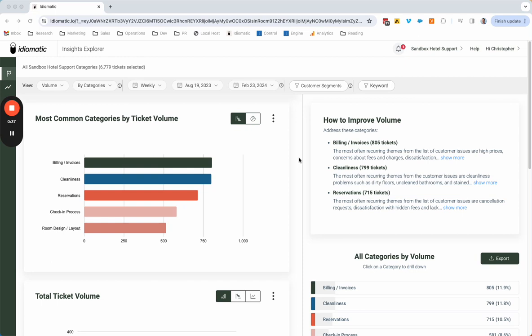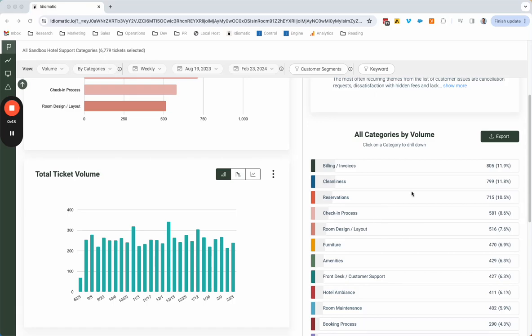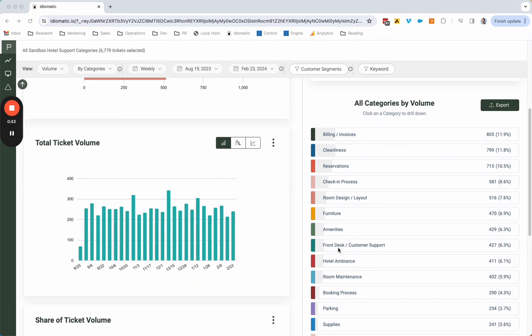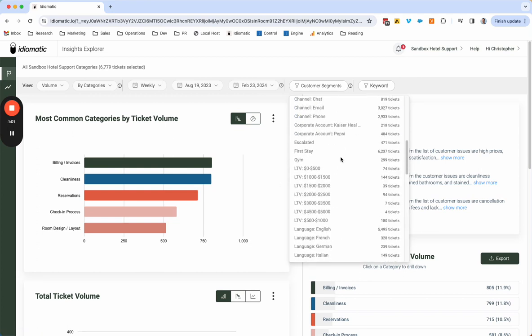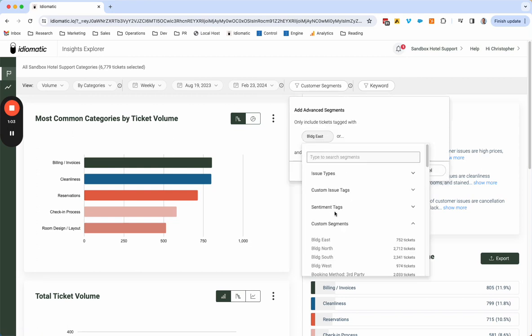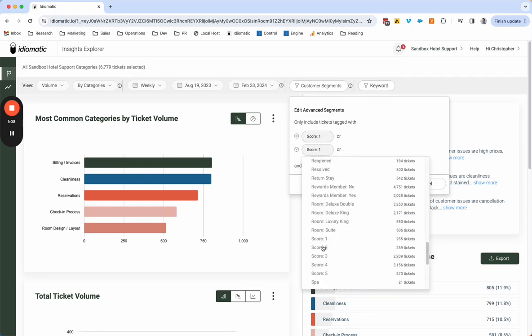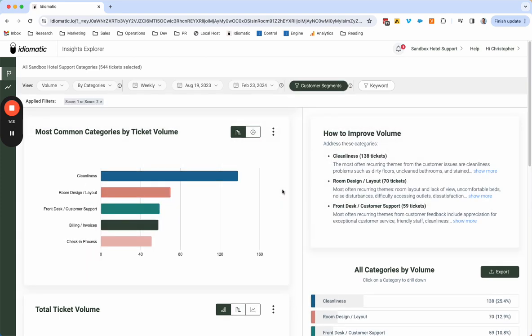Let's take a look at an example on our sandbox of a hotel's customer support tickets. We can see here that we have the volume of tickets coming in, and we have that ticket volume broken down by categories, and then within those categories by specific ticket issues, as Idiomatic has broken down all of this data for us. We can segment this data for more advanced segments to try to understand where the negative experiences are happening for customers. So the first thing I'm going to do is segment for 1 and 2 star reviews on my customer satisfaction surveys.